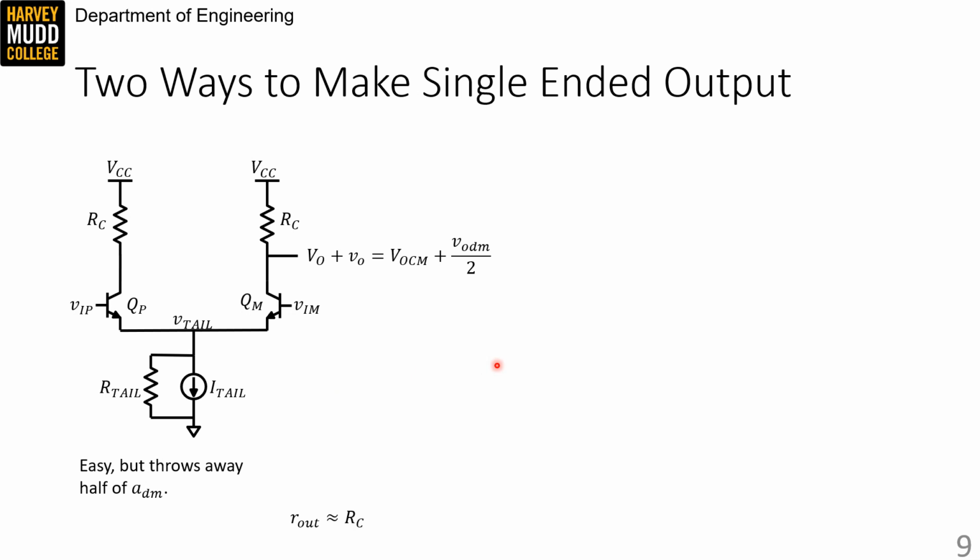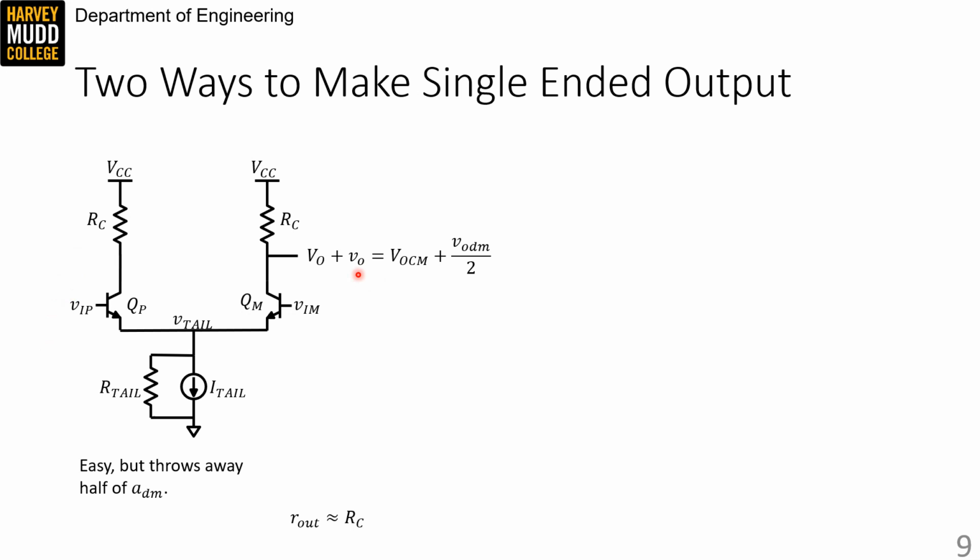We can see that clearly if we look at our single-ended output signal VO and compare it against the differential output signal VODM over 2 that we'd get if we were treating this thing as a full differential amplifier. VO is clearly only half of VODM, and the downward swing on this node isn't going to be reflected in our single-ended output.